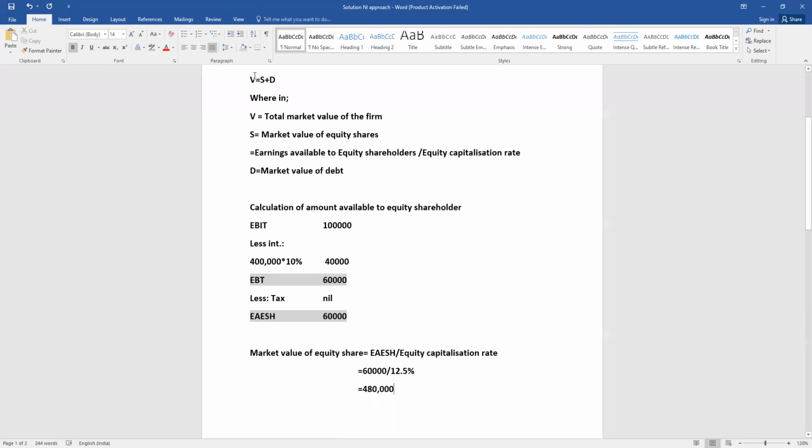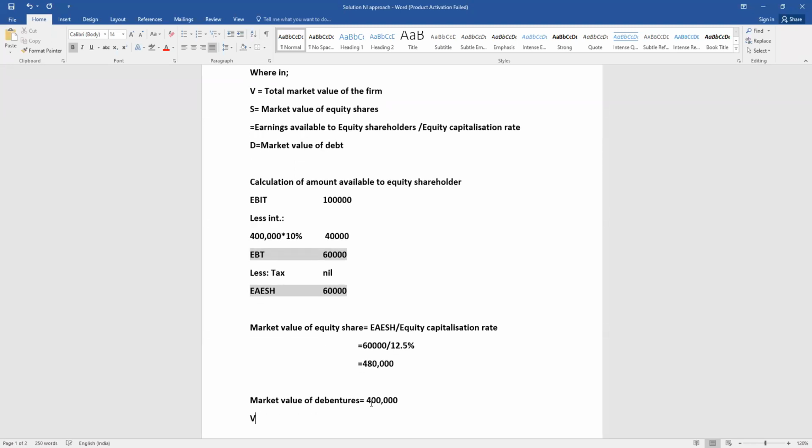To calculate the total value of the firm, you require S, that is market value of equity share, and you require D, market value of debentures. So what is your market value of debenture? Market value of debentures is given in the problem. The market value of the debenture is 4 lakh.